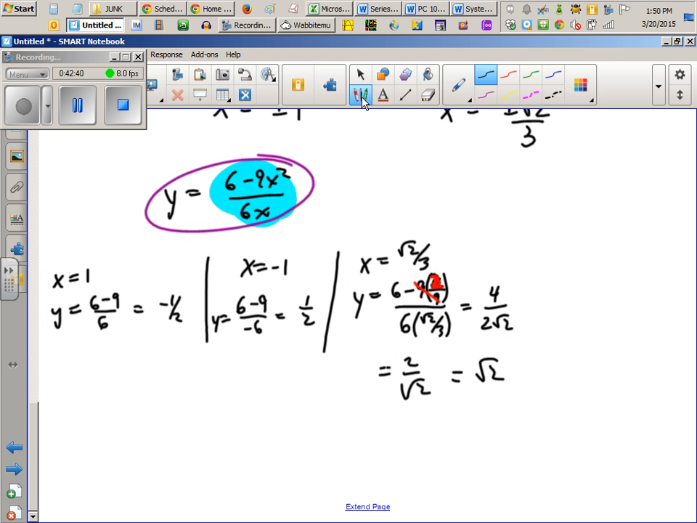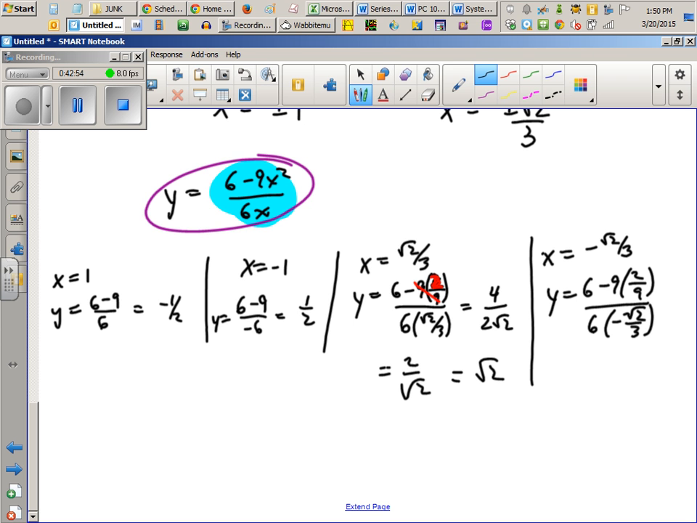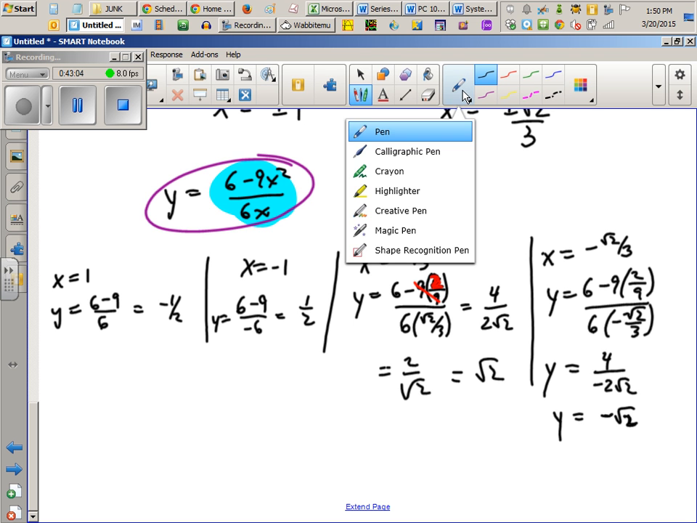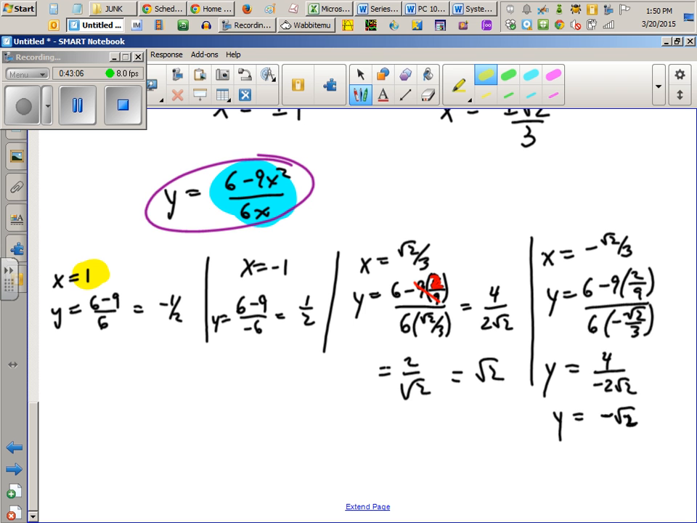Our last thing to plug in is x equals negative 2 root 3. So y is 6 minus 9 times 2/9 over 6 times negative root 2 over 3. And this all comes out to be 4 over negative 2 root 2. In other words, y is negative root 2. Okay, so let me highlight our answers. So our answers are 1, negative half, negative 1, positive half, root 2 over 3, root 2, negative root 2 over 3, negative root 2.